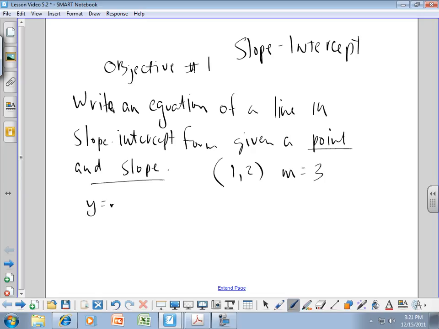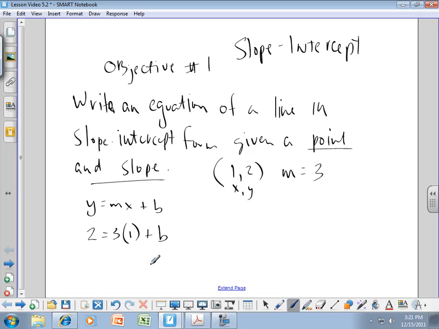So here's what we're going to do. I'm going to write down slope-intercept form, y equals mx plus b. And then I'm going to plug in a number for x, a number for y, and a number for m. Let's do that. According to this ordered pair, y is 2, m is 3, x is 1, and that leaves b as the only variable here.